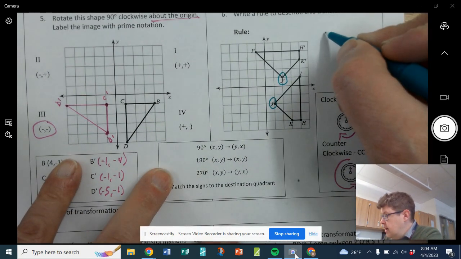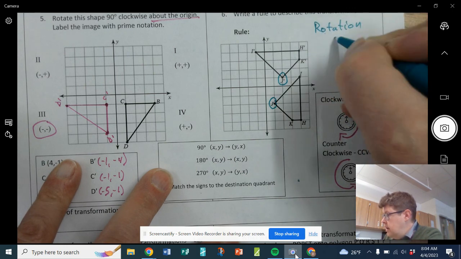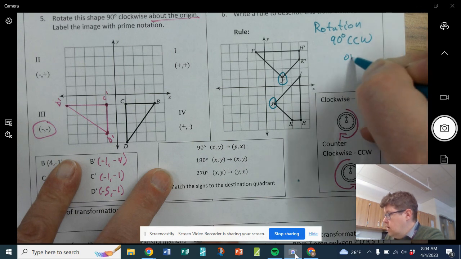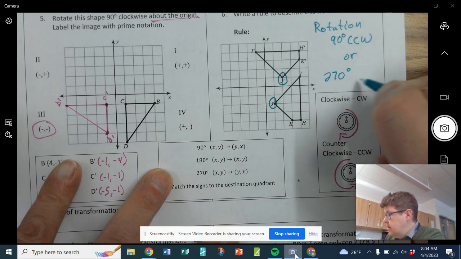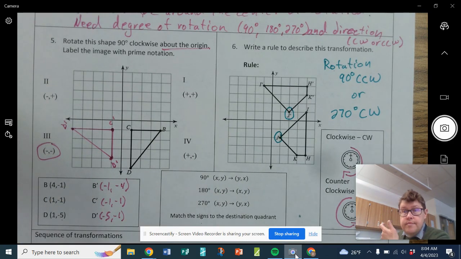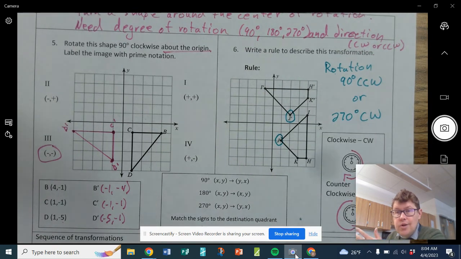You can say either there's a rotation 90 degrees counterclockwise, or 270 clockwise. I would accept either of those. They're both correct, because just from this figure right here, you can't tell which direction it went. So either one is correct. Okay, that's kind of how rotations work.